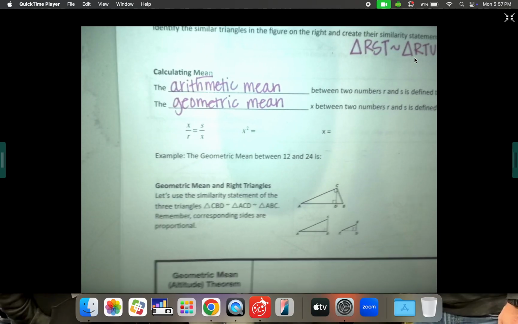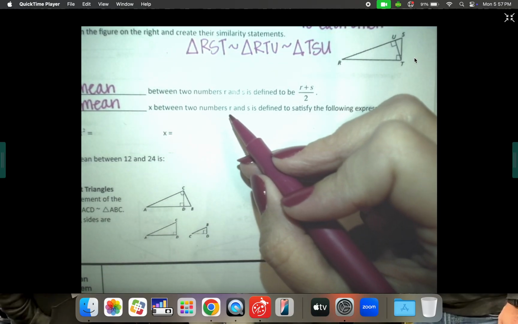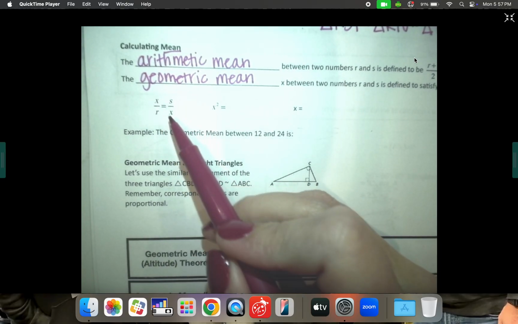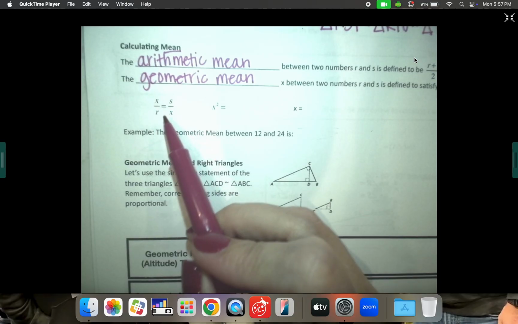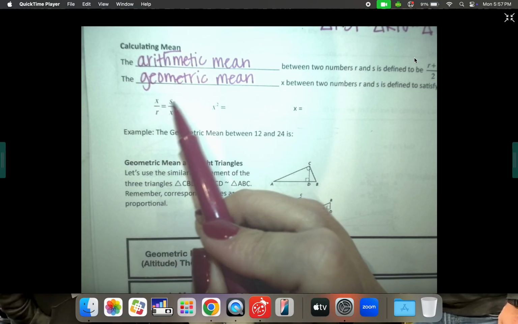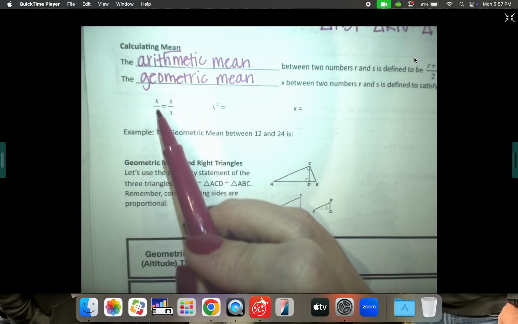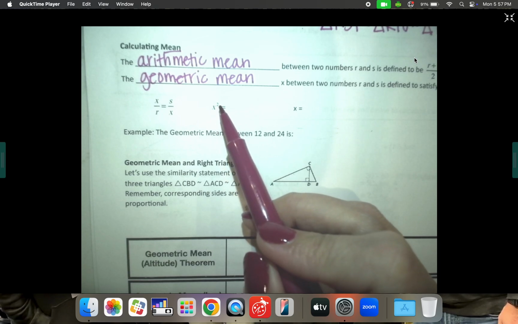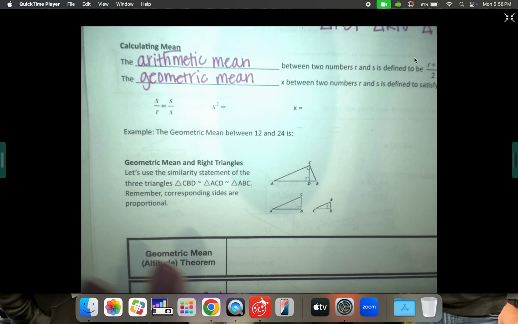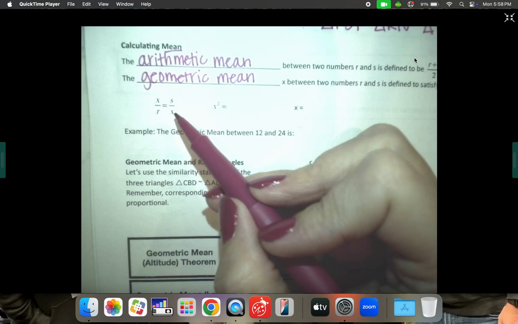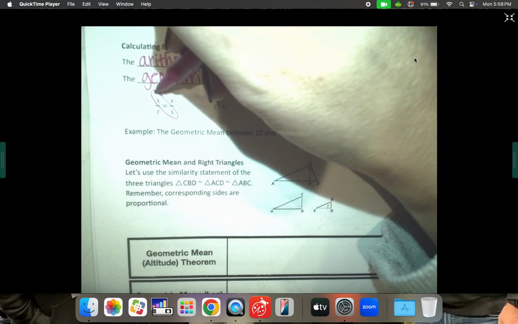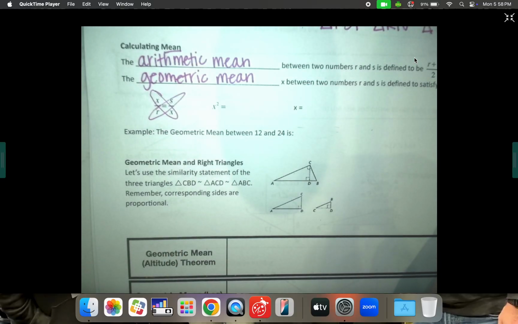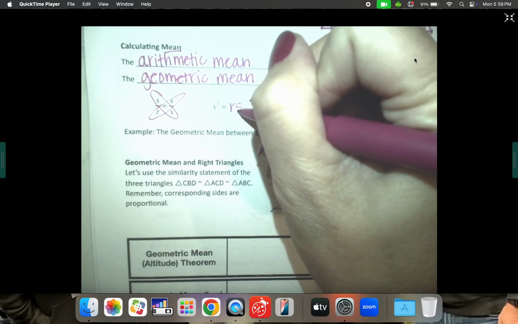If you have two numbers like R and S, they would satisfy this equation. You'd put X, which we don't know, diagonal from each other, and then the two numbers we do know also diagonal from each other the other way. So it makes a ratio. And if you cross multiply, because that's how you do proportions, X times X, you have X squared. R times S, you have RS.